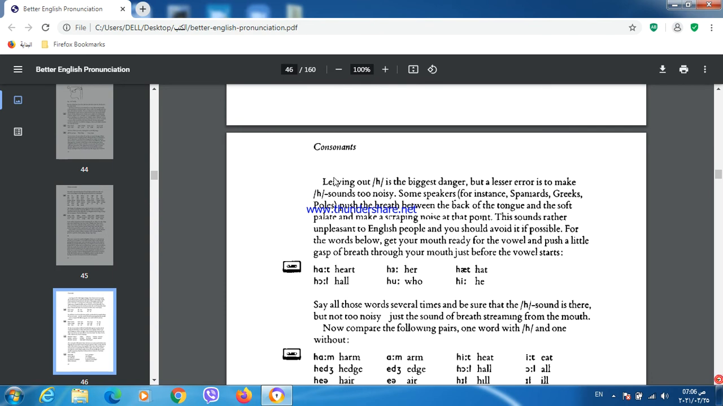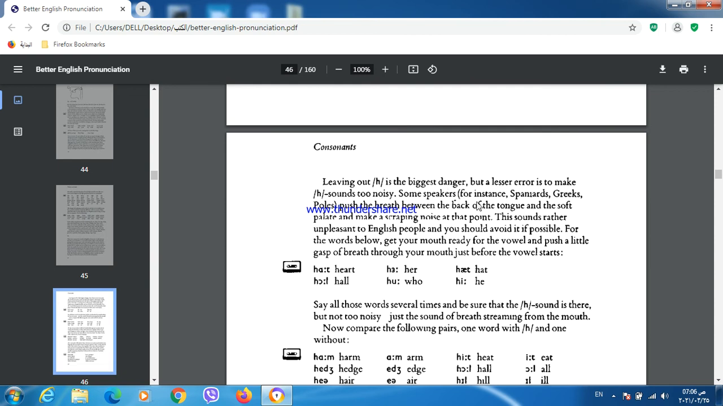Now أقول أنه leaving out h is the biggest danger. الخطر الأكبر هو أن تترك الهاء عندما يجب أن تلفظ، لكن الخطر الأقل, the lesser error, هو to make h sounds too noisy، هو أن تجعل من صوت الهاء كثير الضوضاء، يعني زيد من ضوضاء الهاء.